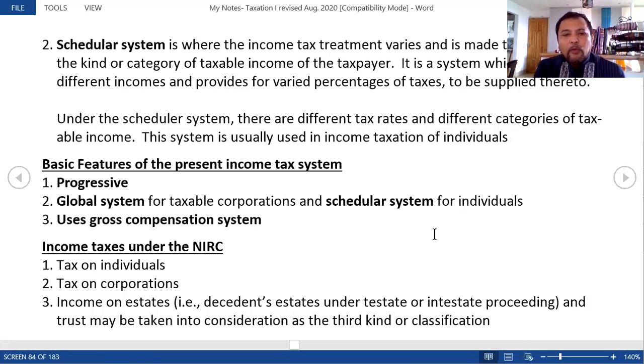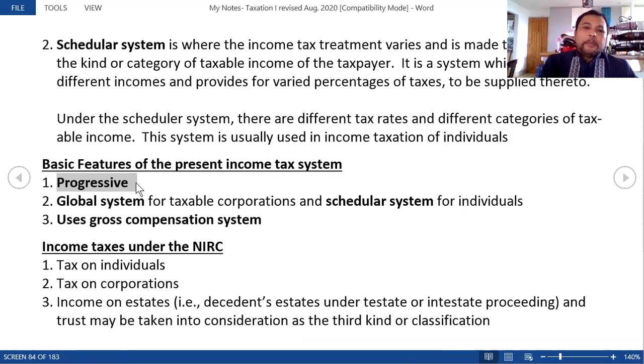Okay, our present income tax system features progressive taxation, which means that the tax rate is graduated, from 10% to 32%. Progressive means the ability to pay. When a taxpayer earns less, he is subjected to a low tax rate. If a taxpayer earns more, then he's subjected to a higher tax rate. That's progressive, the ability to pay.